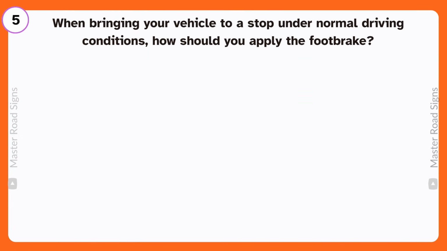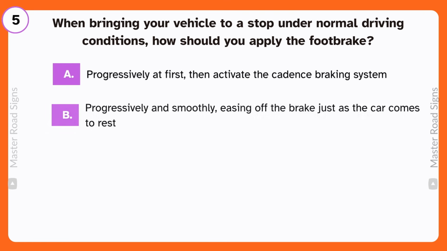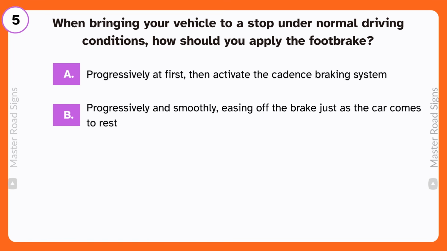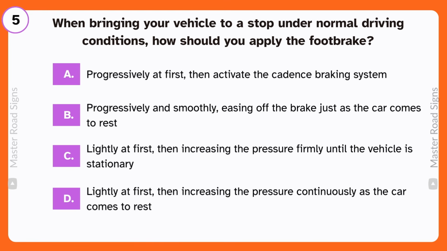Question 5. When bringing your vehicle to a stop under normal driving conditions, how should you apply the foot brake? Option A. Progressively at first, then activate the cadence braking system. Option B. Progressively and smoothly, easing off the brake just as the car comes to rest. Option C. Lightly at first, then increasing the pressure firmly until the vehicle is stationary. Option D. Lightly at first, then increasing the pressure continuously as the car comes to rest.